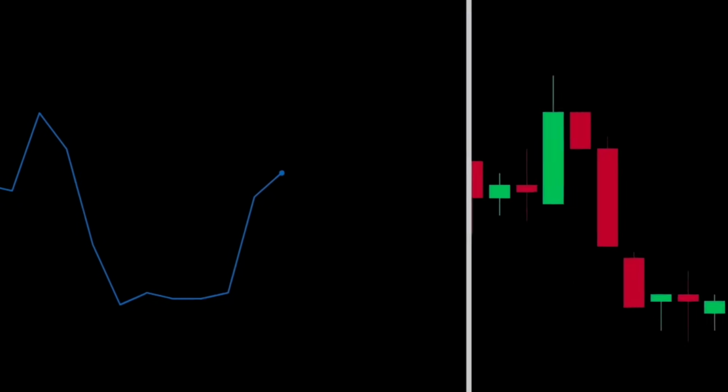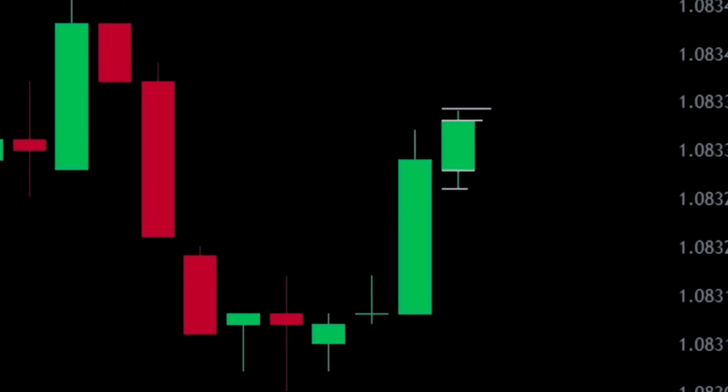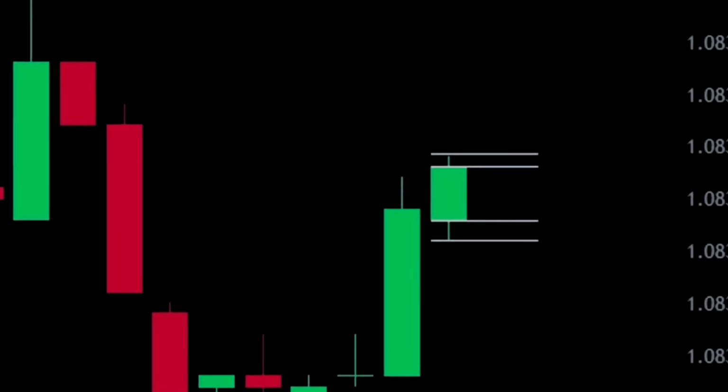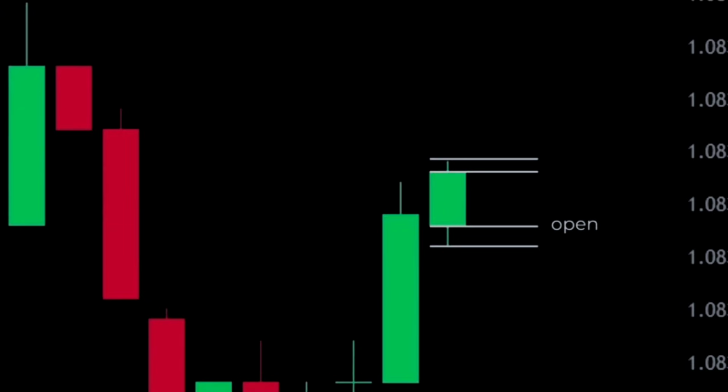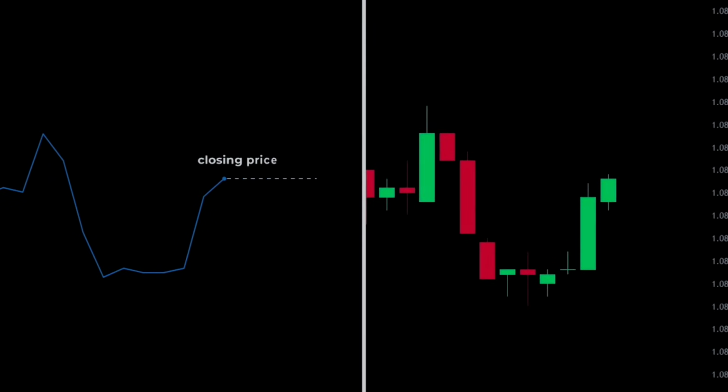However, notice that the line chart only shows us one piece of information, the closing price for each period. In contrast, the candlestick chart provides 4 pieces of information for the same time period. First, there's the open, which is the opening price for that period. Next is the high, which shows the highest price reached within that period. Then, there's the low, which is the lowest price reached during that period. And finally, the close, which is the closing price. If you were to use only the line chart, the closing price would be the only information you'd get.